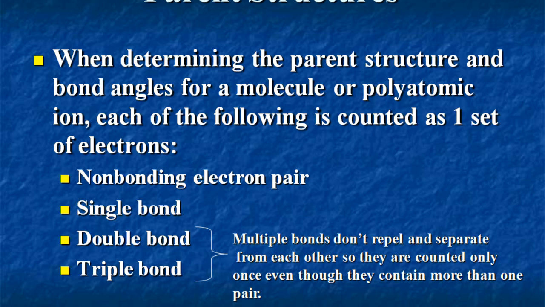So when determining the shape, where we start is, as I said, the Lewis structure. And then the second thing is, first we have to determine what the parent structure is. The parent structure is different from the actual molecular shape. Okay? So we are going from Lewis structure to molecular shape, and the parent structure is in between. So how do we decide the parent structure? This is the rule. For each molecule, we are going to count the sets of electrons around the central atom.